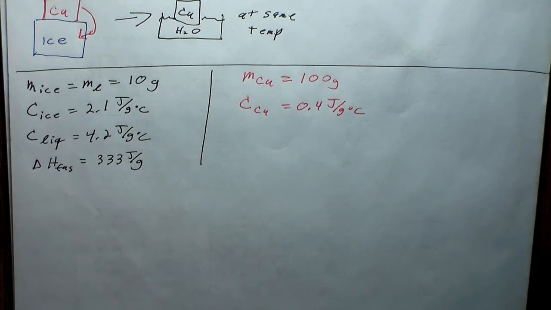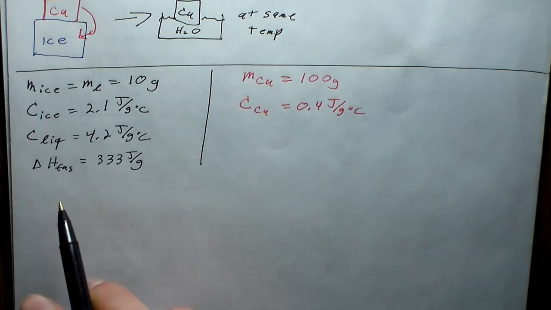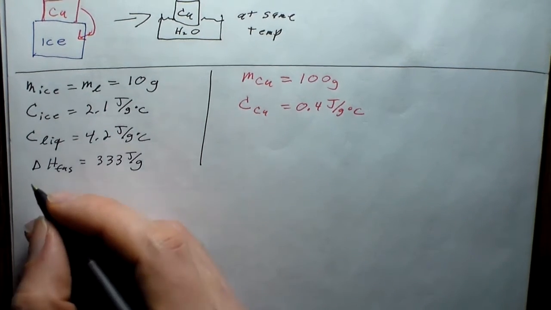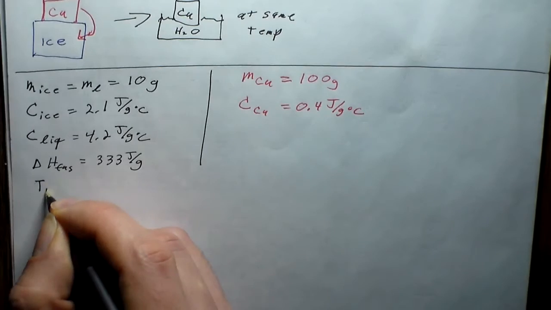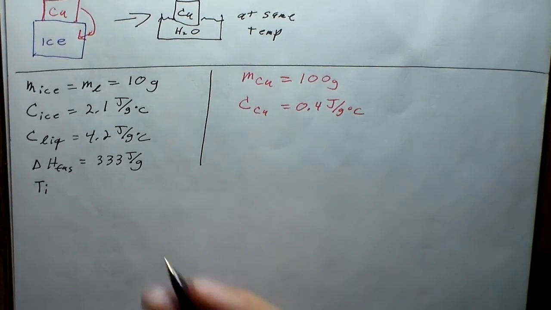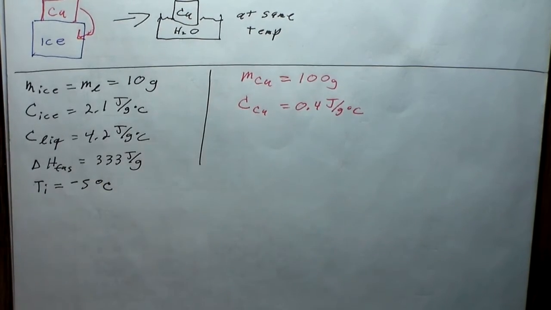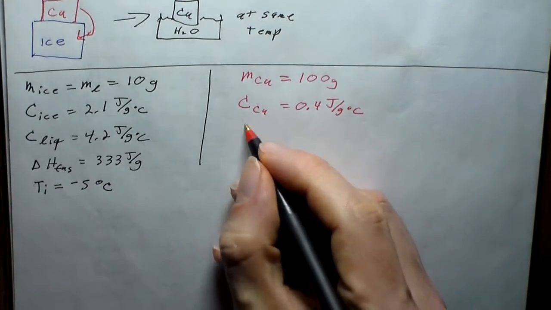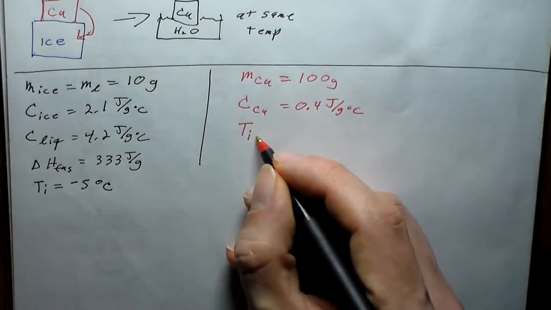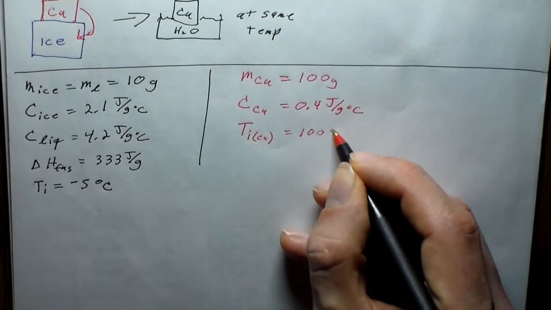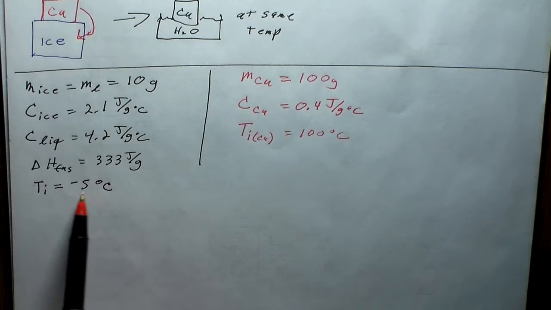So the first thing we want to do is say, all right, well, we're starting here at our initial temperature. Our initial temperature for the ice, which is given in the problem, is equal to -5 degrees Celsius, and the initial temperature for the copper is going to be equal to 100 degrees Celsius. So we're just going to figure out how much energy it takes to warm up this ice up to 0 degrees Celsius first of all. So that's the first thing we have to do.